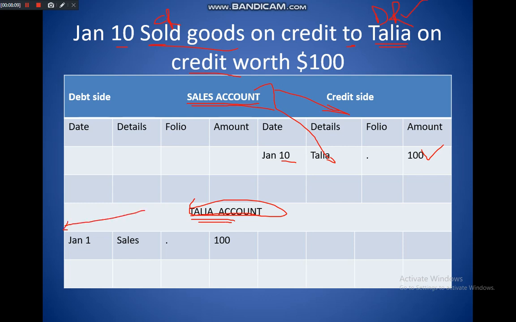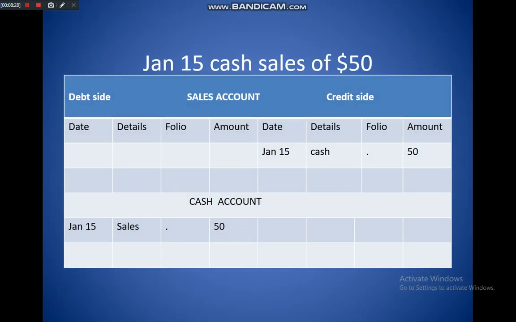You move on to the debit side, then we indicate this was 10, so we write January 10. We write the other account. This is sales account, sales, not sales account. Let's write in the details, write sales, then you write the amount. I think this is very clear. That's our principle. I want you to finish the other transactions.